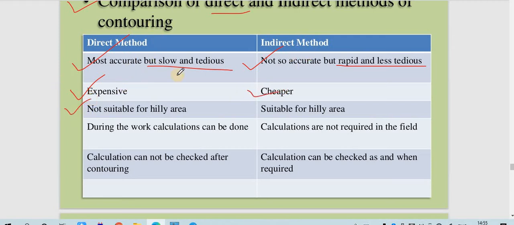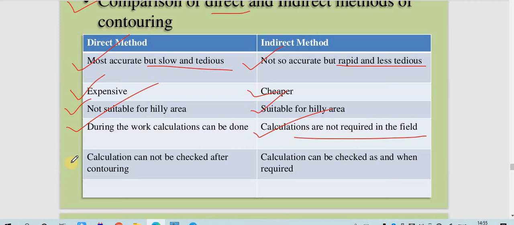Not suitable for hilly area. This cannot be done in the area which is having hills. This can be done in the area which is having hills. During the work, calculation can be done. So at the time of the work we can do the calculations also, but calculations are not required on the field. That can be done in the office itself.